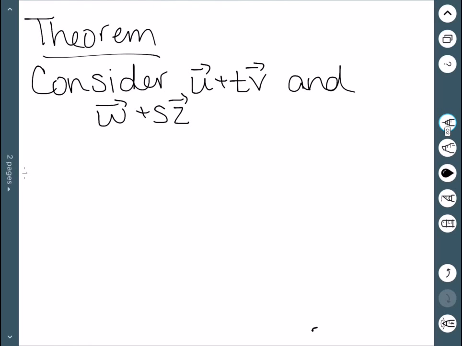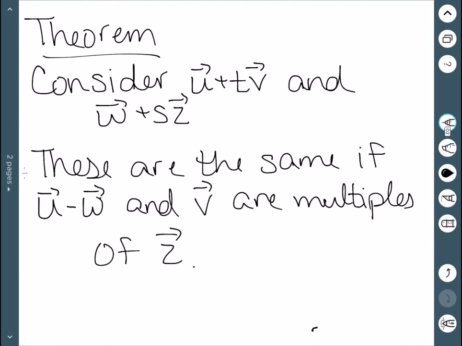The first is, what if the lines are the same? We've already discussed how we can have multiple forms of the same line, so it may not be immediately obvious. If these lines are the same, then that means u minus w and v are both multiples of z. We consider in this case the v and the z to be like the slope, and here we just need them to be multiples. And then u minus w, these are like our intercepts. And in this case, since they're not exactly intercepts, we actually need to subtract to see if they are the same as the slope, or at least a multiple of it.